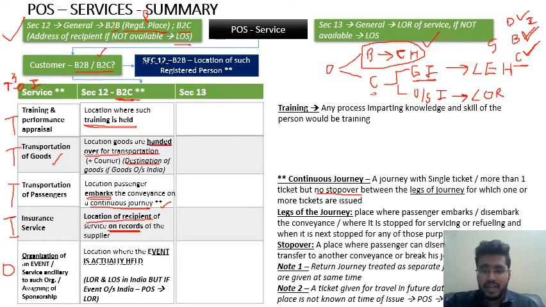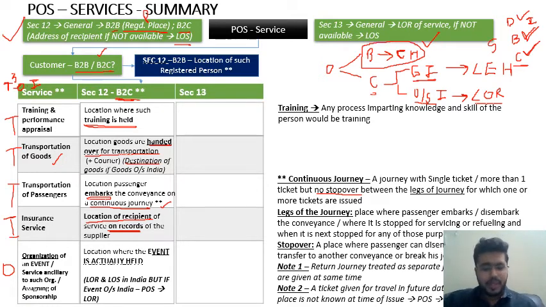So you need to see where the event is happening. If it is in India, then wherever the event is, the location where the event is held. If the event is outside India, then it will be the location of recipient case, right? So these are the 5 services in section 12, for which it is very similar to the general rule, B2B and B2C. B2B is the same as the general rule, but in B2C, guys, it varies across these services in the following manner, right?